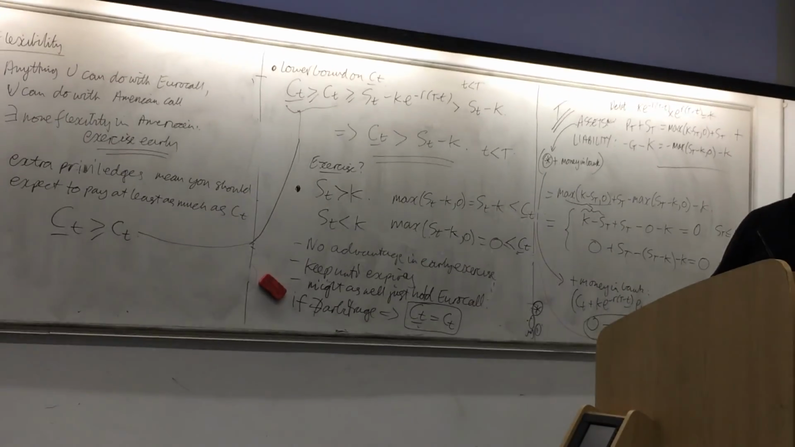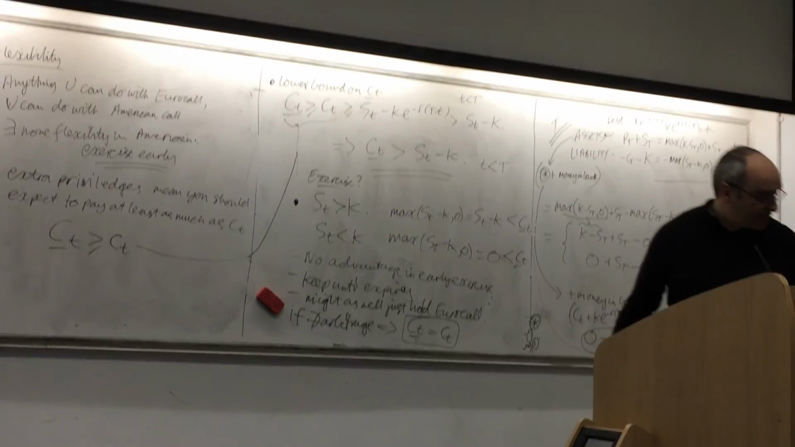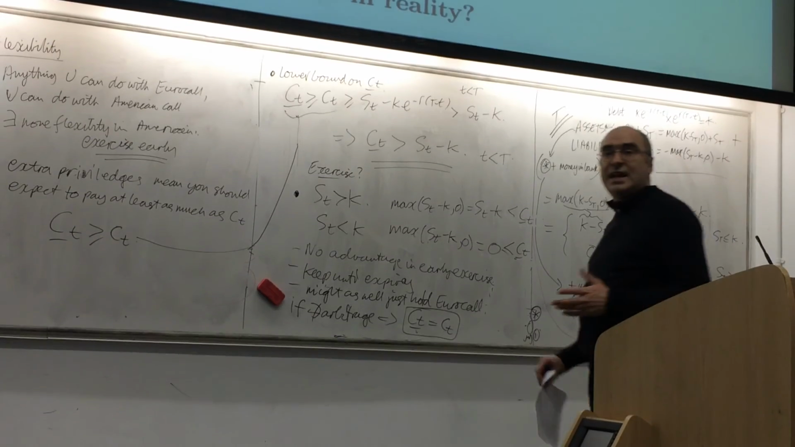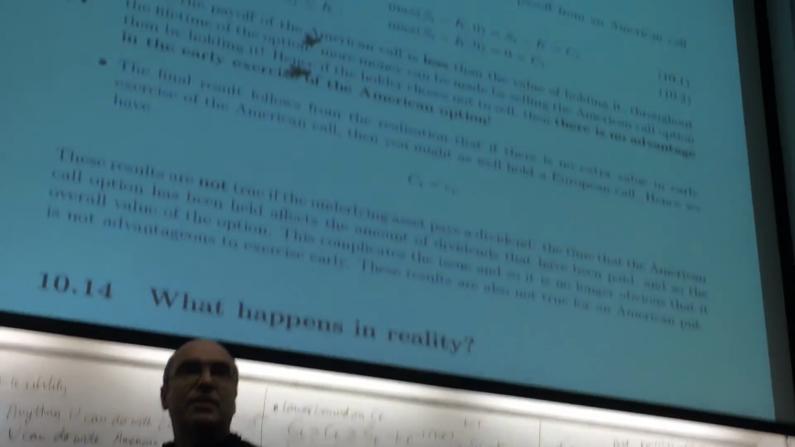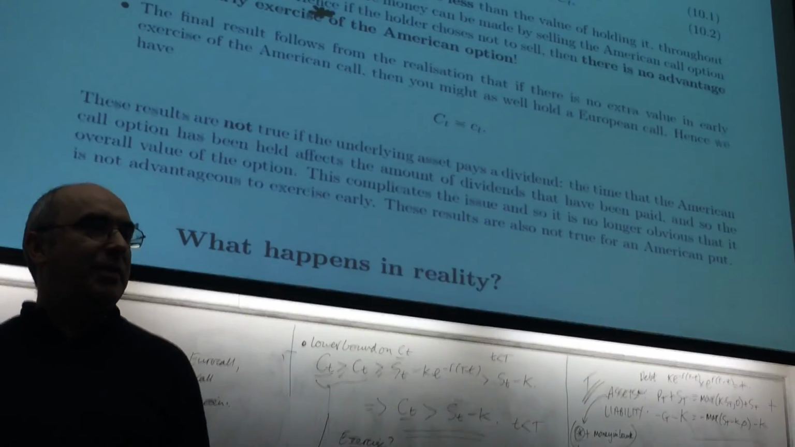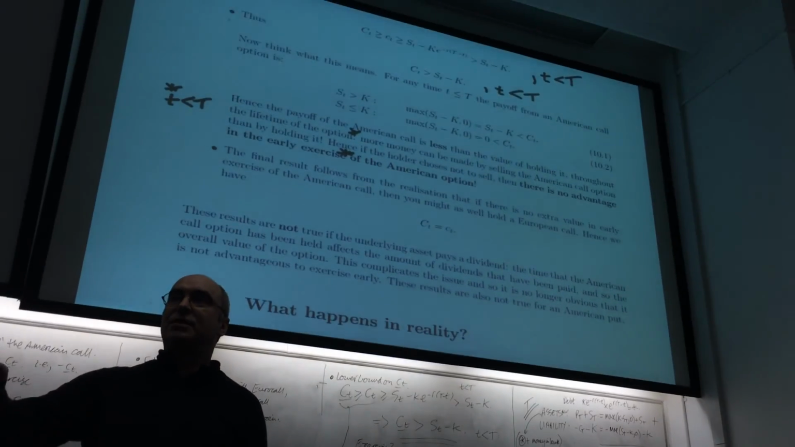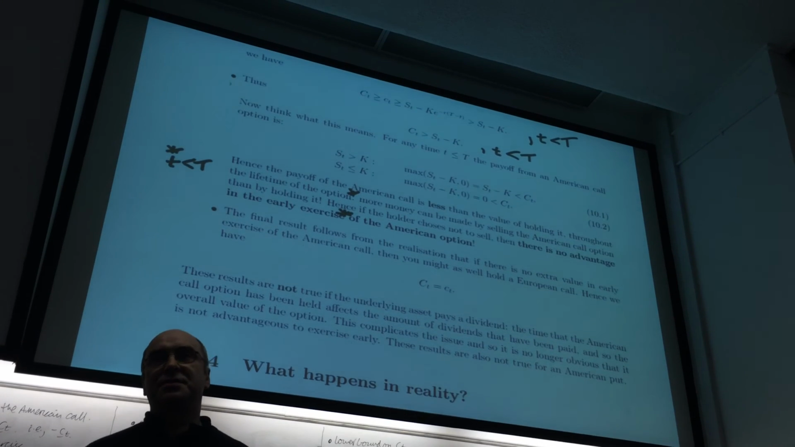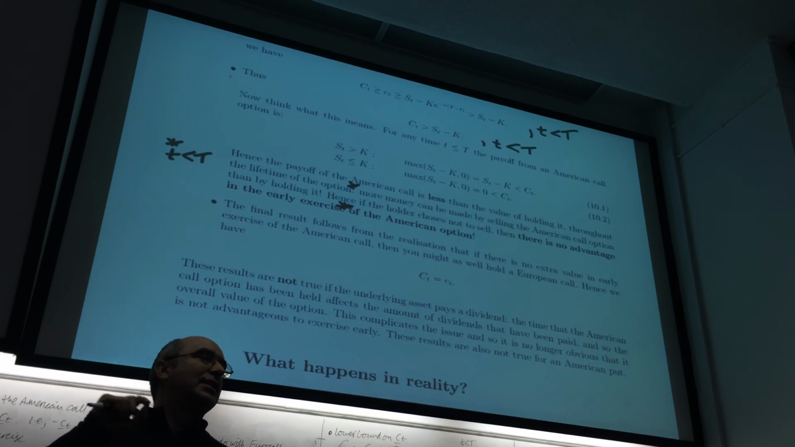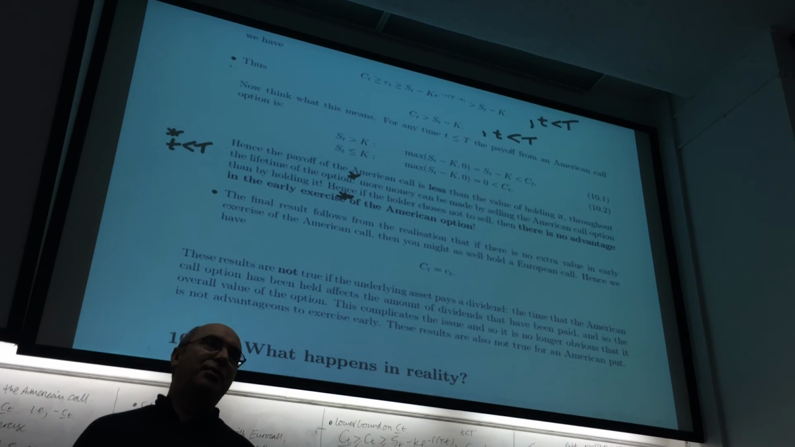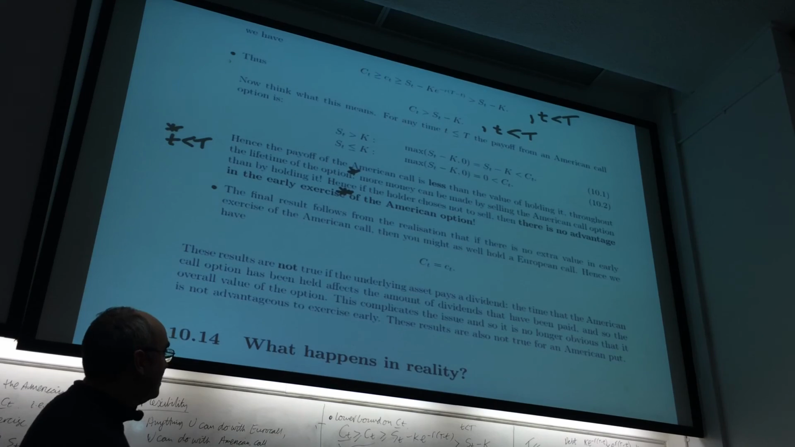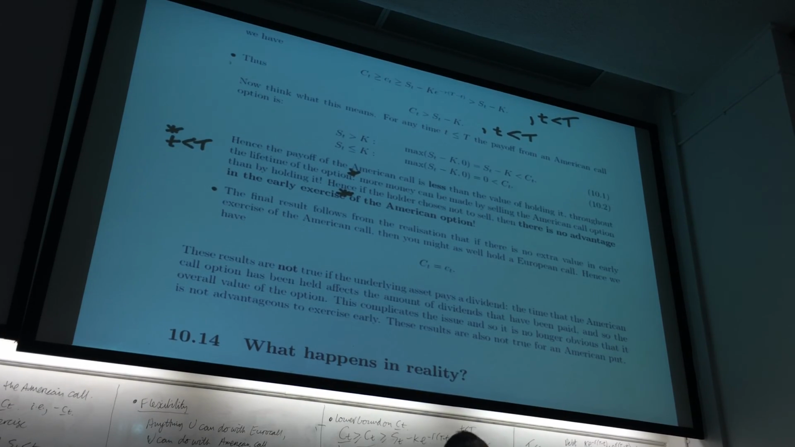But the argument is there. So essentially, there is really no advantage in exercising early. So the value of an American call option is the same as the value of a European call option. The same is not true for put options. For a put option, the American put option will cost more in general than the European put option, but that's a different argument. You can prove this one easily with no arbitrage.